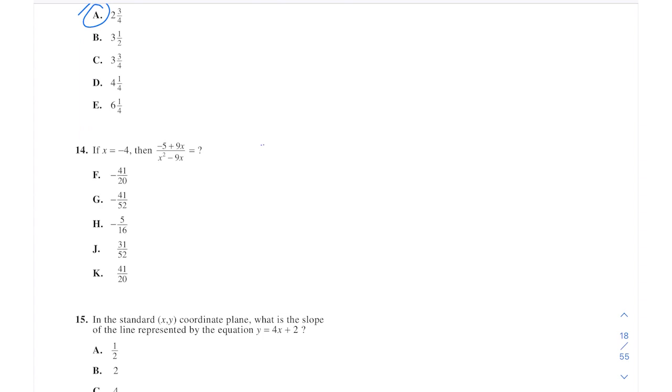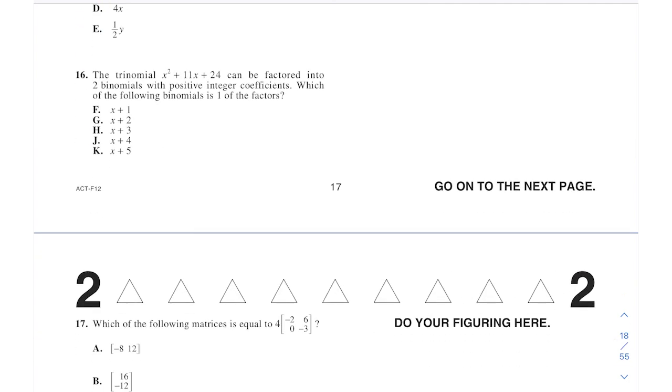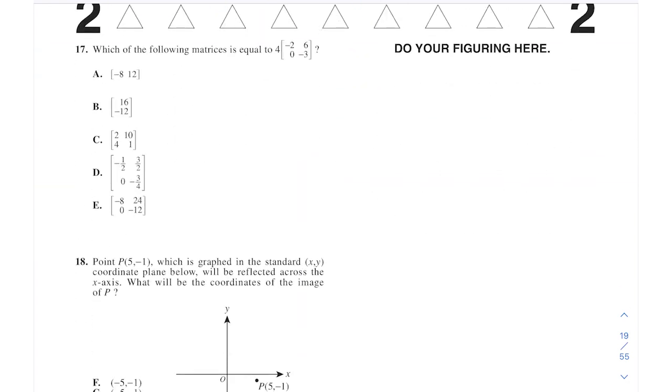This is, let's see, -5 minus 36 over 16 plus 36, -41 over 52. Slope is 4. That's just y equals mx plus b, x plus 8, x plus 3. So when you have a coefficient for a matrix, you just distribute it. This will be -8, 0, 24, -12.